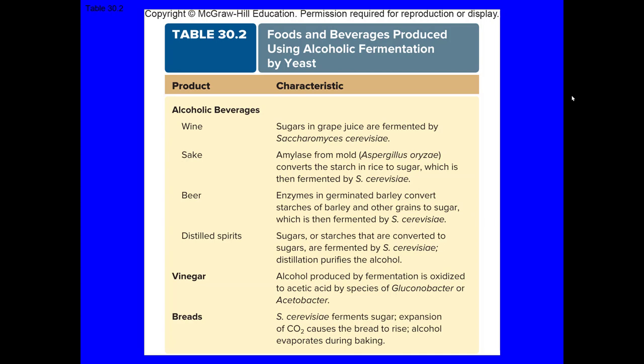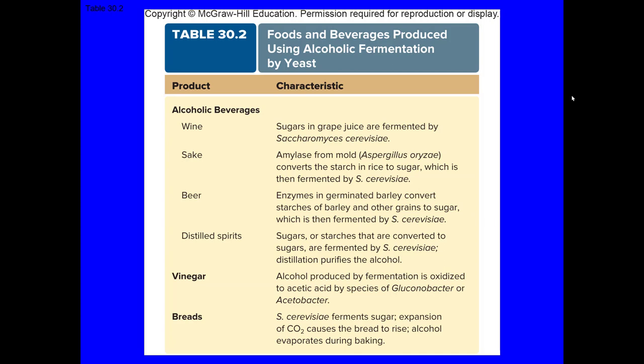Now, with distilled spirits, it's a little bit different. First you make this pre-material, and you have sugars and starches that are converted to sugars, and then they're fermented by S. cerevisiae. But then with distillation, you are going to purify and increase the amount of alcohol. Usually you can get to about 20%, what you'd see with wine. But if you want something that's 40 proof, 80 proof, 100 proof, etc., distillation is going to be a necessary technique. Okay?